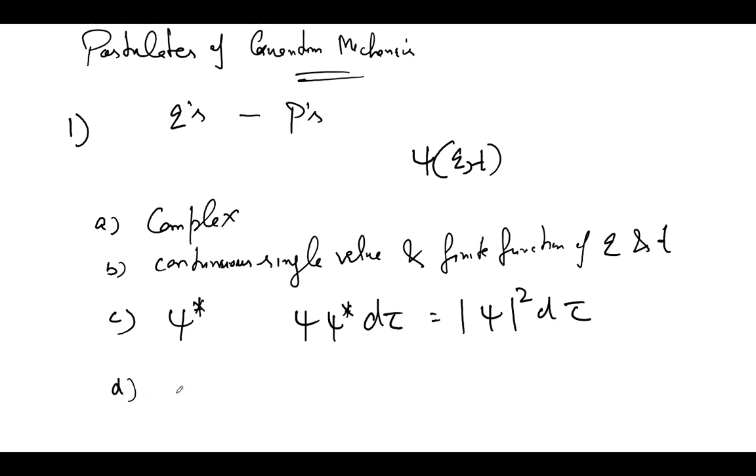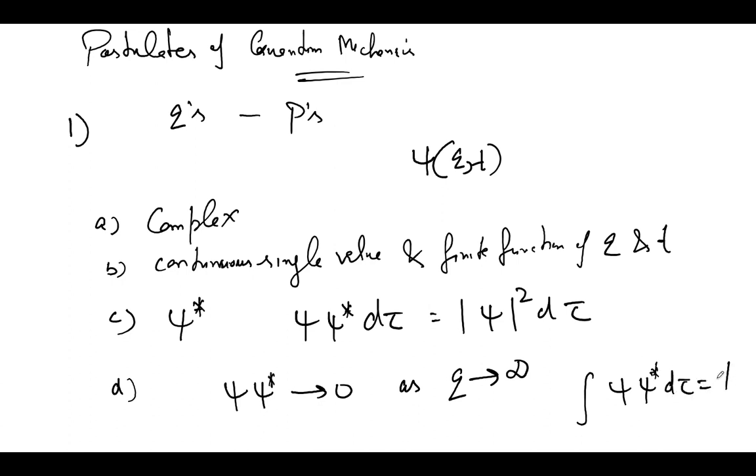Fourth, for a material particle in a finite region, for example the particle in a box example, we consider psi into psi star which is equal to 0 outside. What does it mean? It means that the probability of finding the particle there is infinitesimally small. And if we integrate psi into psi star, that is equal to 1. That is generally known as the normalized wave function.